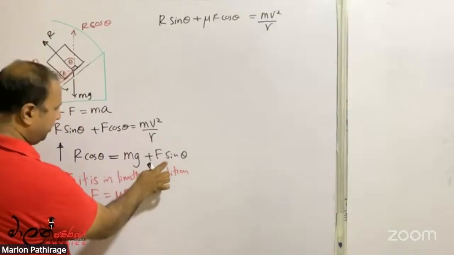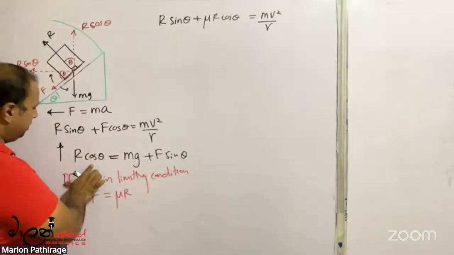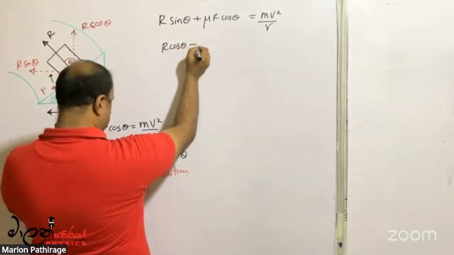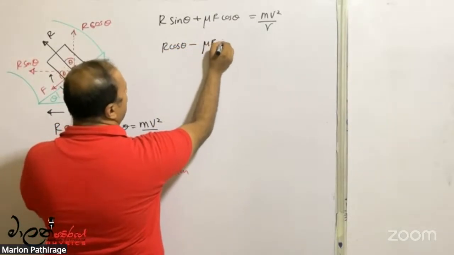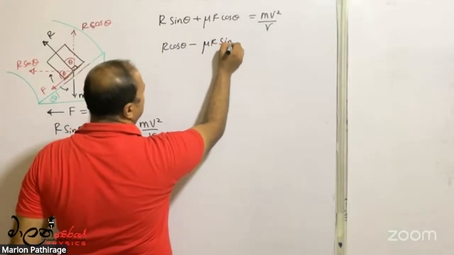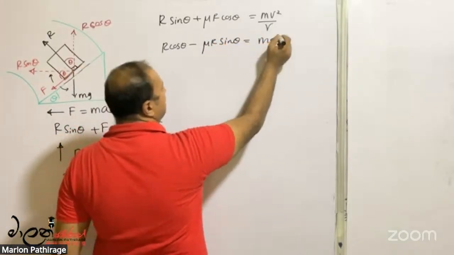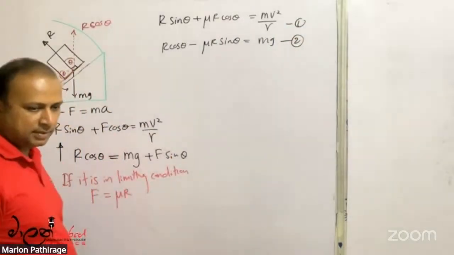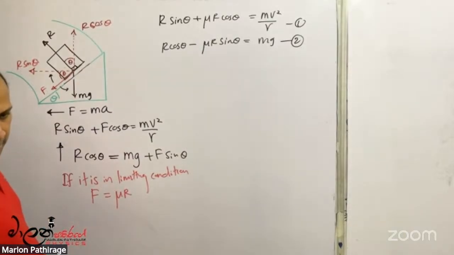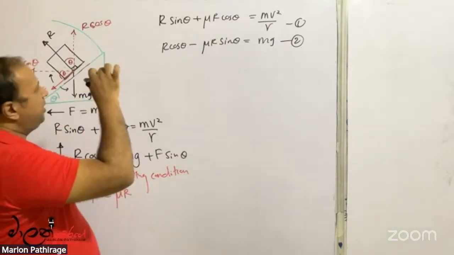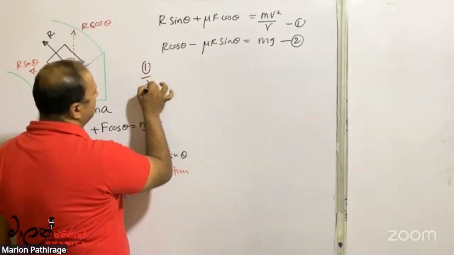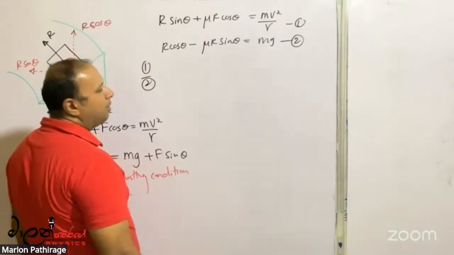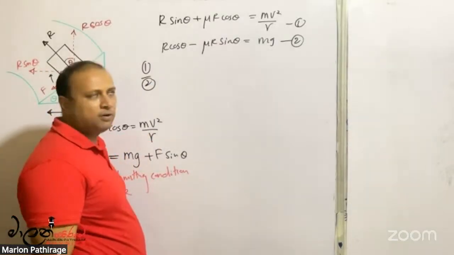From 2 I can take it here: R cos theta minus mu R sin theta is equal to mg. This one is 1, this one is 2. So if I divide 1 by 2, R is a common factor in all terms, therefore I can cancel out R.